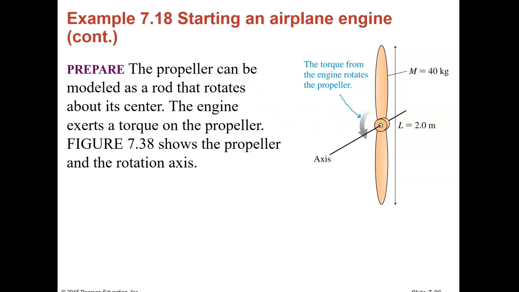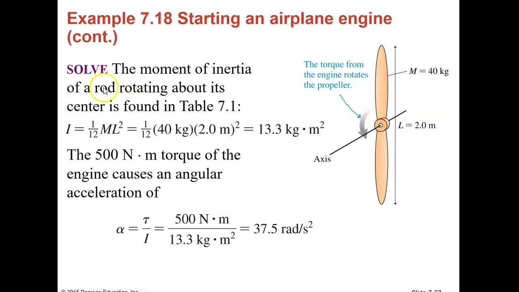The engine exerts a torque on the propeller. Here's the situation right here. The moment of inertia of a rod rotating around its center is 1/12 mass times length squared. We know the mass and we know the length, so we can find its moment of inertia. And we can find its angular acceleration because we know the torque: 500 Newton meters divided by the moment of inertia gets me an angular acceleration of 37.5 radians per second squared, which should be much more than the falling big caber piece.